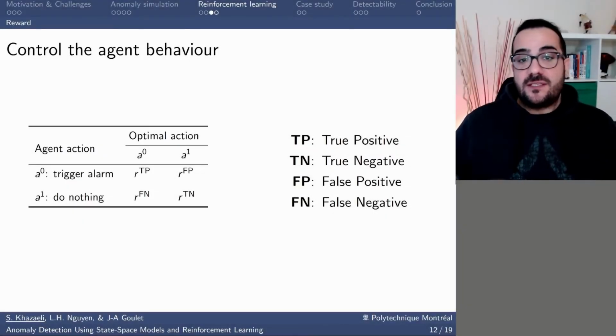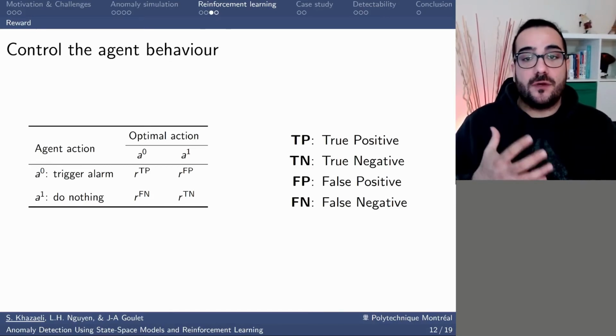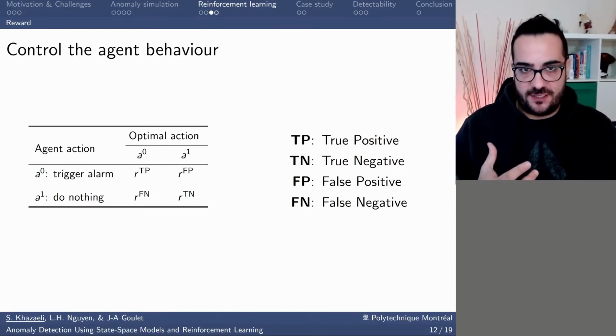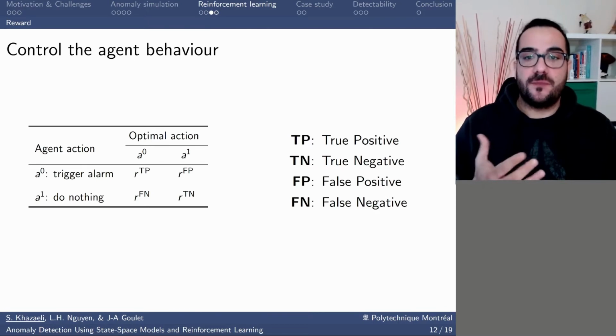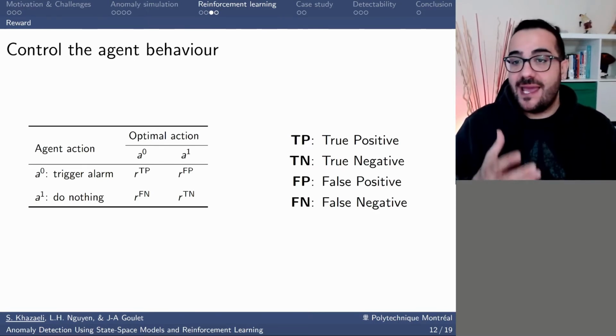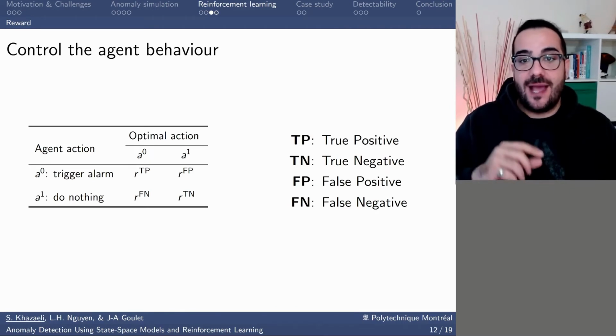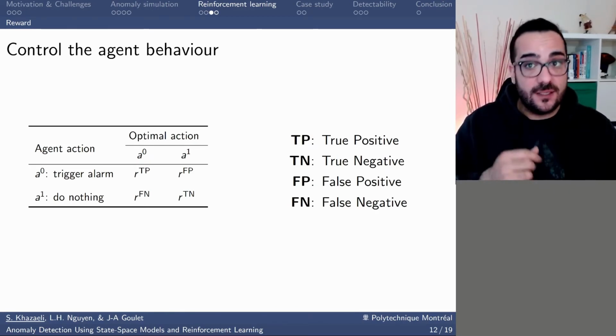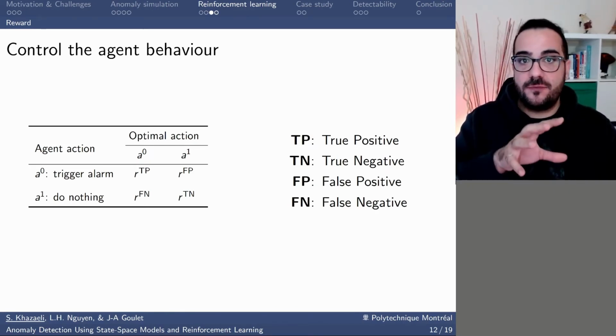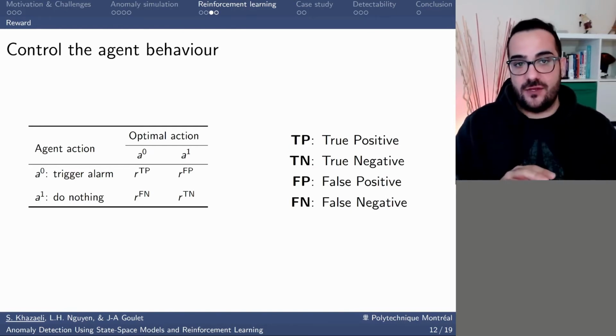Okay, the last piece of information is to define our rewards. Here we use a reward function based on the confusion matrix. The table shows the reward terminology depending on the agent action, which you can see on the left column, at any time, and the optimal action that should be taken. So based on this confusion matrix, we have 4 different values.